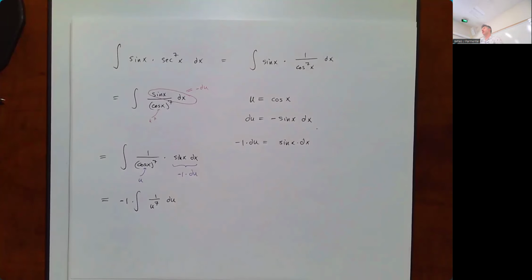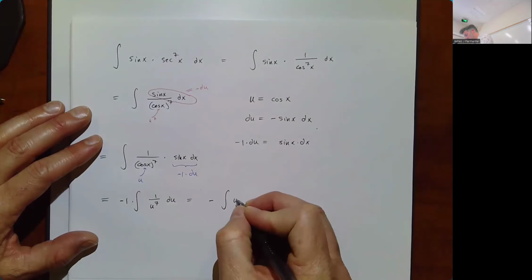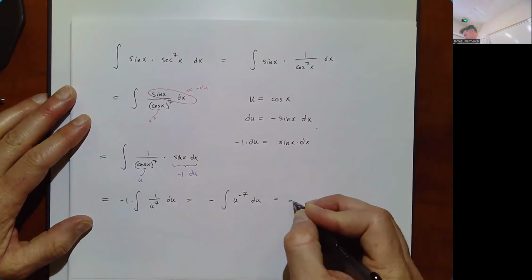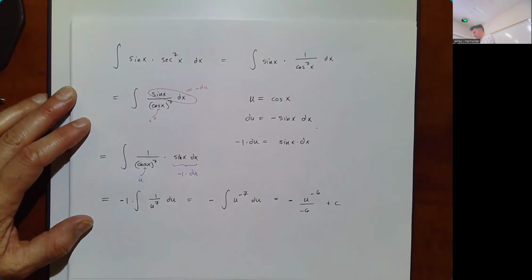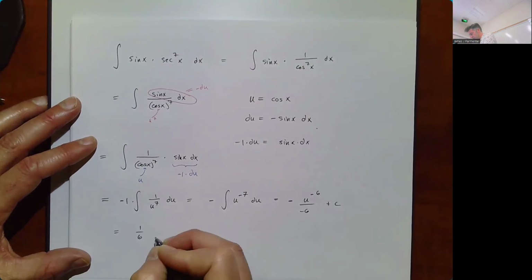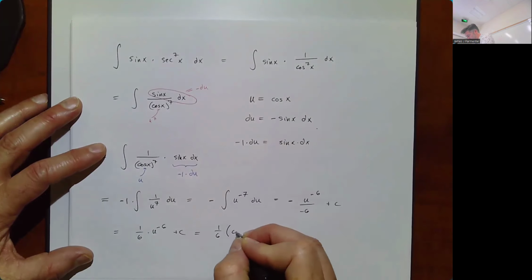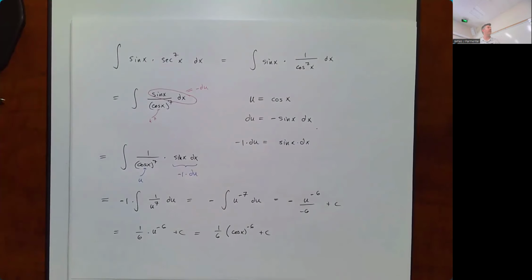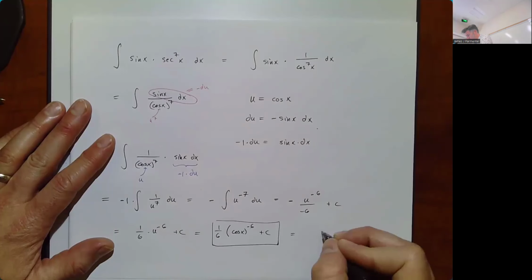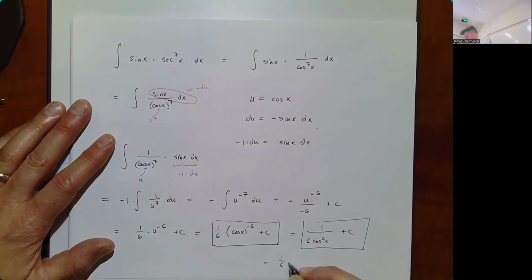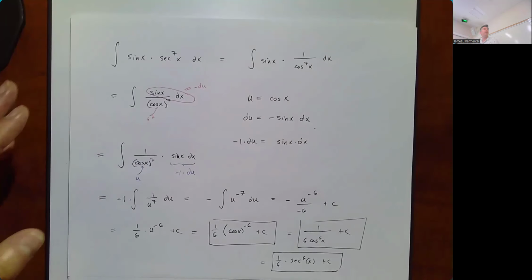Then to integrate 1 over u to the 7th, I need to rewrite it so that I have u to a power, not 1 over u to a power. So we're going to rewrite this as negative the integral of u to the -7th du. And now we're going to anti-differentiate that. Negative u to the -6 divided by -6 plus c. I'm going to rewrite this as positive 1/6 times u to the -6. My u is cosine, so 1/6 times cosine of x to the -6. You could leave it like that, or you could write it as 1/6 cosine to the 6th x plus c, or you could even write it as 1/6 times secant to the 6th of x plus c. All these are totally valid ways of writing this answer. I don't think it really matters which way you write it. If I had to choose, I'd probably pick the last one.